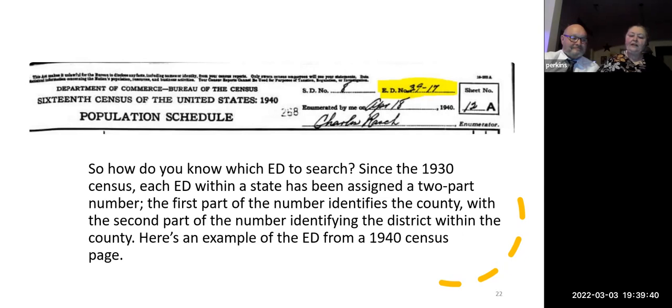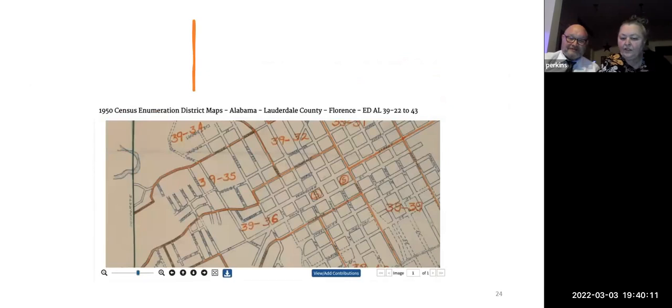But what happened between 1930 and 1940 is states like California realized that they were going to have counties that had hundreds and hundreds of enumeration districts. Enumeration districts are pretty small. And so they started, within county 39, numbering 1, 2, 3, 4, 5, depending on the size and density of that county. So the second number is the enumeration district.